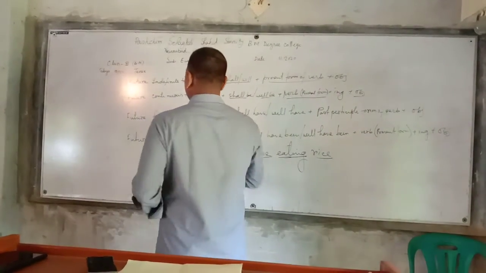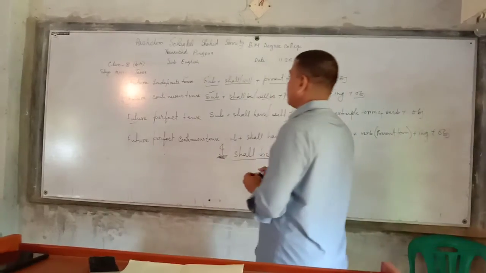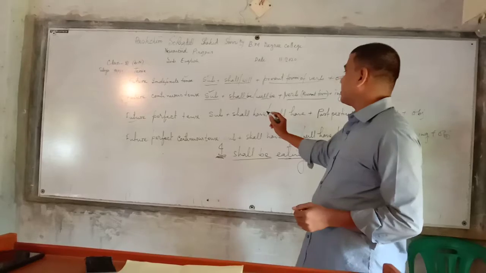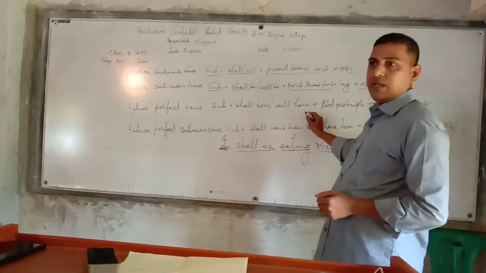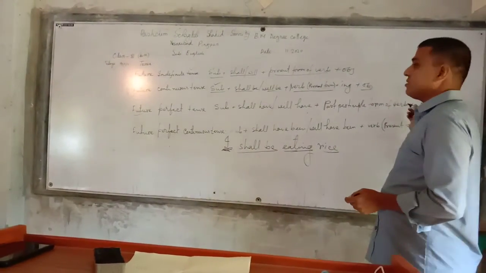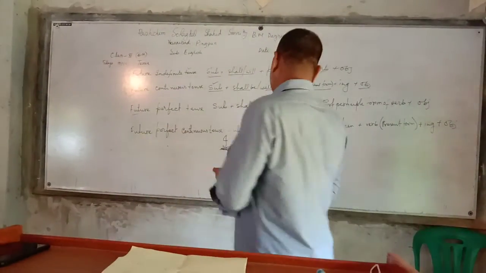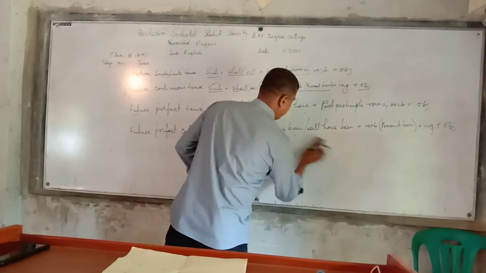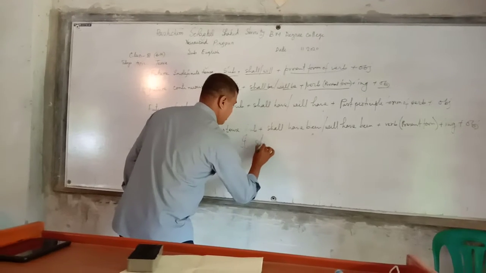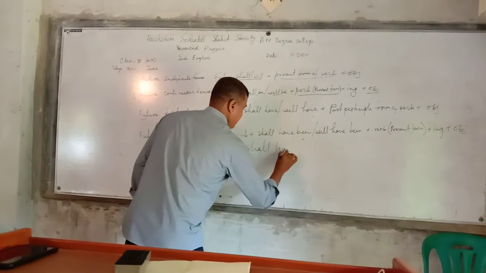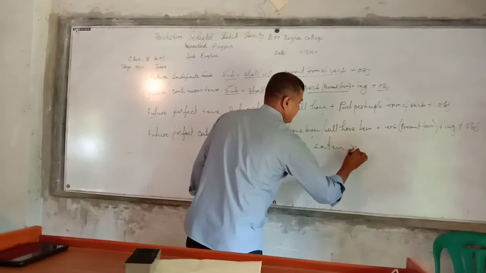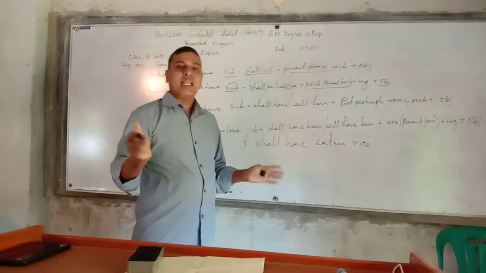Next we come to future perfect tense. Future perfect tense structure: subject, shall have or will have, plus past participle form of verb plus object. Now we see an example. I shall have eaten rice. Now we analyze this sentence.